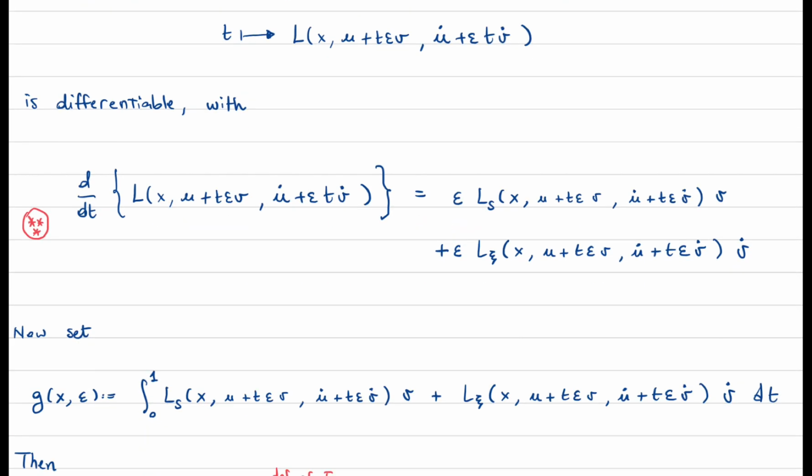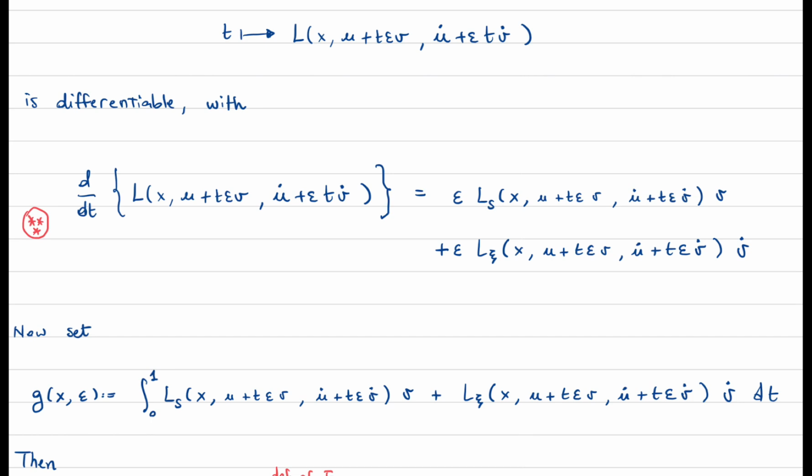This is the classical derivation of a composition. So the derivative with respect to t of this function here is just the derivative of this argument with respect to t, which is epsilon times v, times the derivative with respect to s of the function evaluated at this point, and then the same for the second argument. So the derivative of this one with respect to t is epsilon times v dot, times L_xi evaluated at the same argument here.